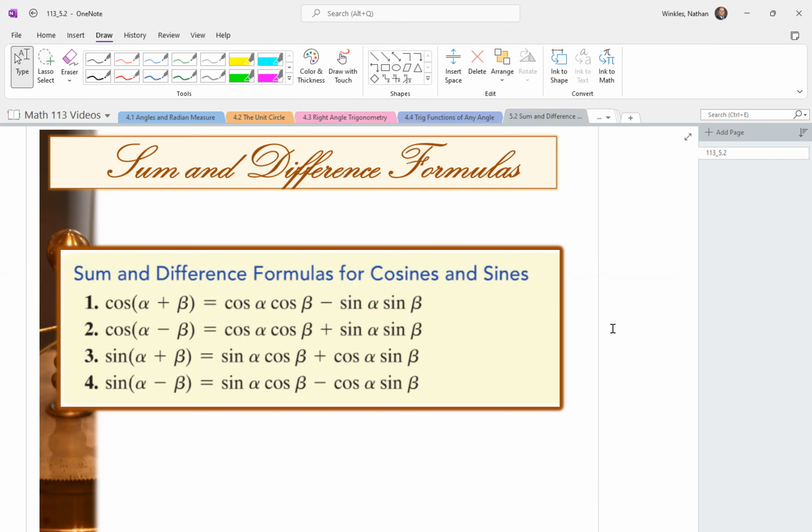So notice that for cosine, they're always together, cosine cosine, sine sine, and that if we have a plus on the left-hand side, it goes to a minus in our formula. A minus on the left side becomes a plus on the right side. For sine of alpha plus beta and alpha minus beta, if there's a plus on the left, there's a plus on the right. The only difference is they're mixed. So sine alpha cosine beta, cosine alpha sine beta. And for minus, it's minus, and it's still the same: sine alpha cosine beta minus cosine alpha sine beta.